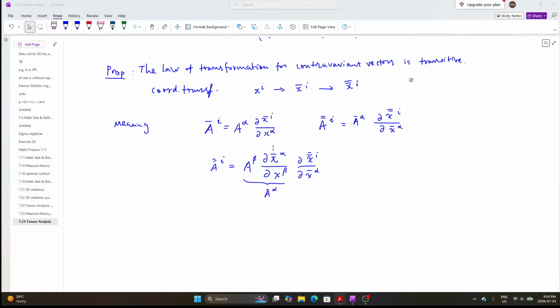So here, we're doing this substitution, and what is that? Well, remember, notice that this is just a chain rule, so you just get a beta, dx double bar I over dx beta. So that's the relationship between the coordinates of a double bar and a.